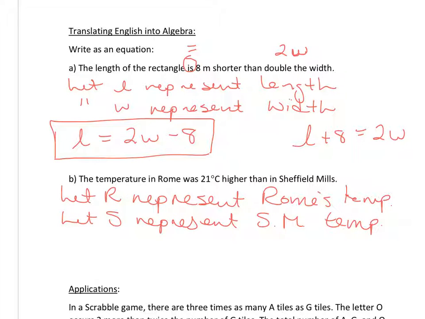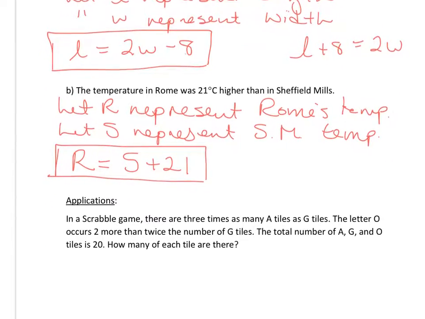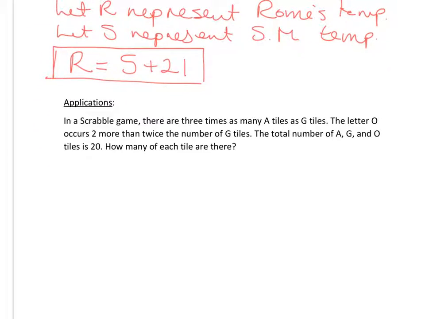Okay, so if we do that, then we could say that R equals 21 degrees higher than in Sheffield Mills. So that would be the Sheffield Mills temperature plus 21. So now we've created an equation based on those words. So now let's take a look at doing an application and creating an equation for it and solving the equation.